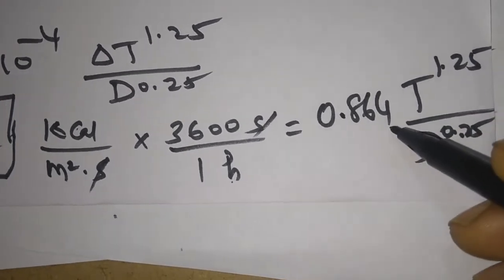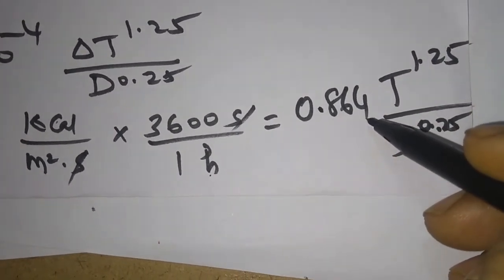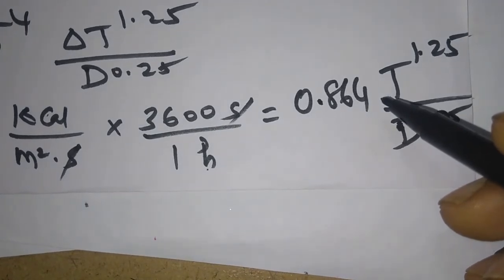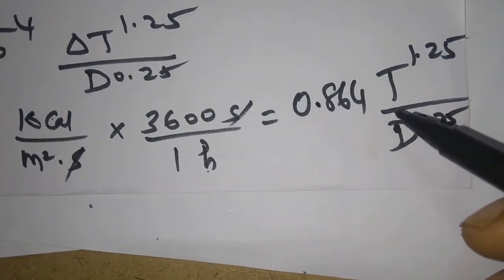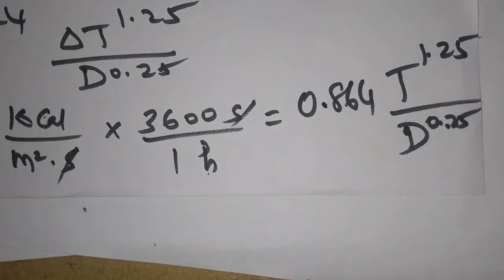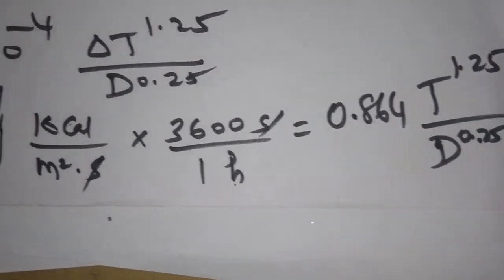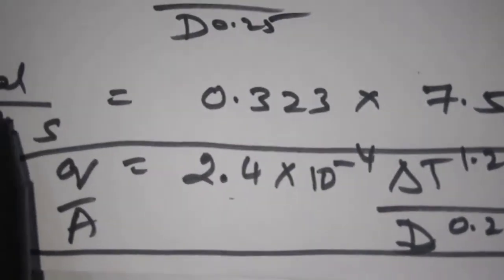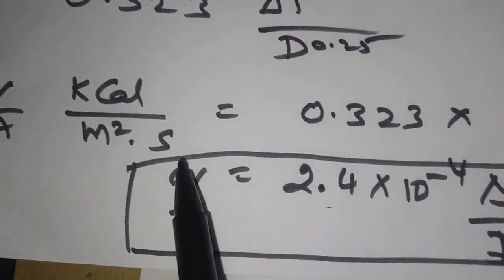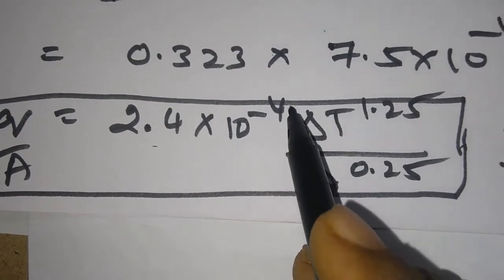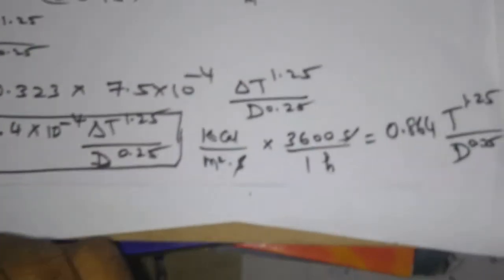So 0.864 is the value when I express this Q by A, that is heat flux, heat loss per unit area, in kilocalories per meter square hour. If I am expressing the same in terms of kilocalories per meter square second, the value is 2.4 into 10 power minus 4.